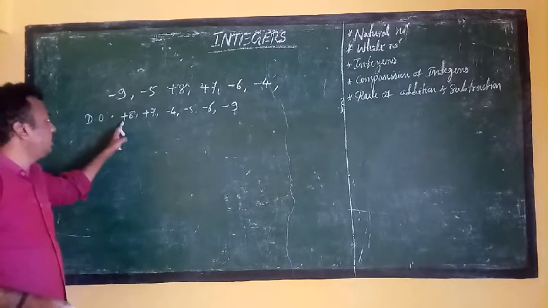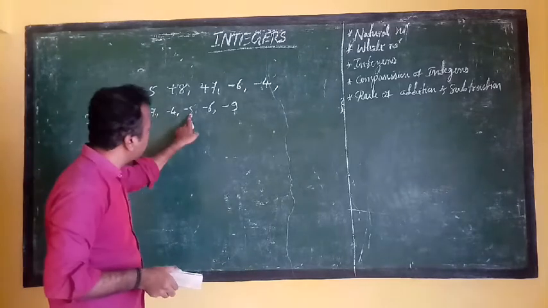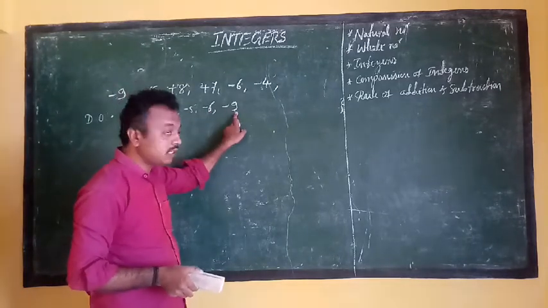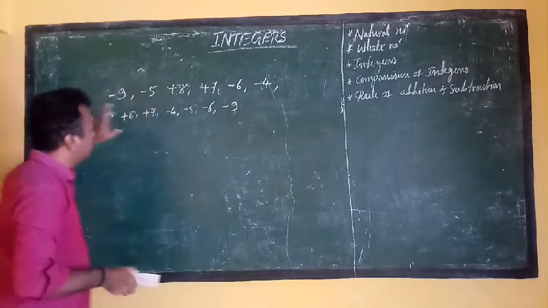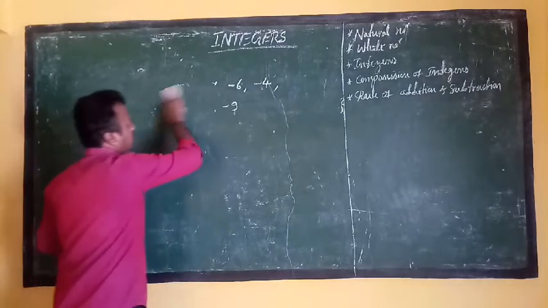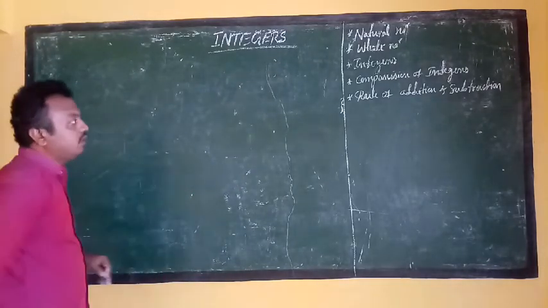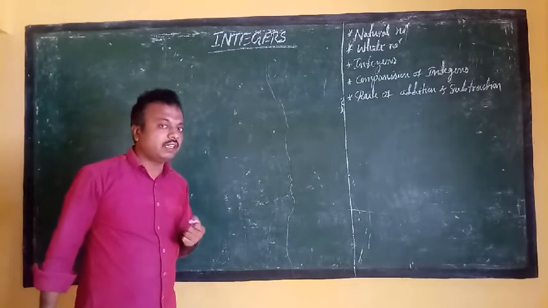Understand? So +8 is the greater. Next +7 is smaller. Next -4 is smaller. -5 is smaller. -6 is smaller. -9 is smaller. Understand? So like this you have to write the descending order. Got it? So next, like this you have to do the comparison of the integers.